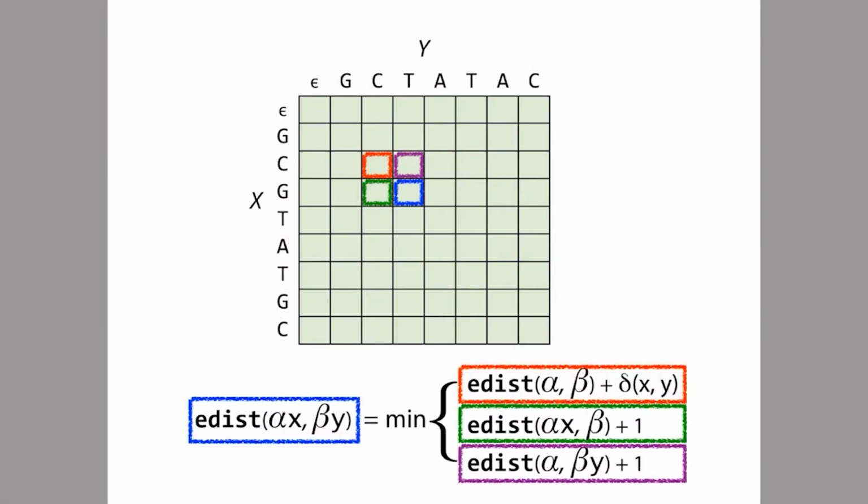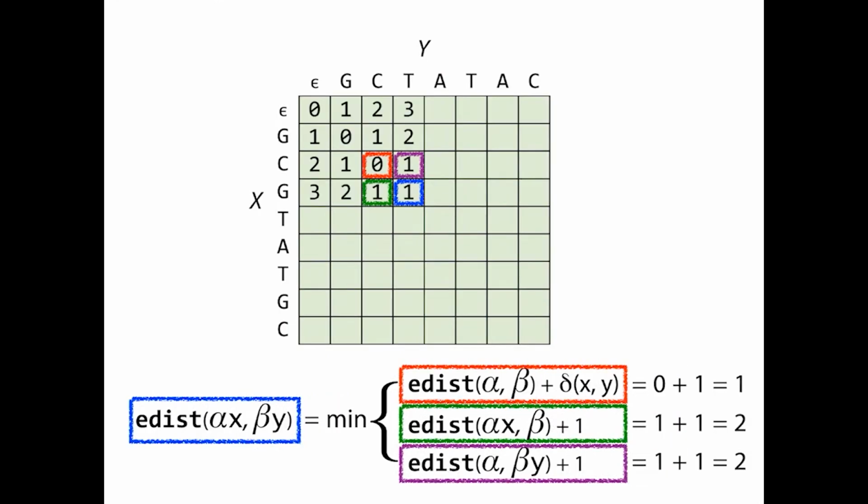So say that the matrix has already been partly filled in with edit distance for all possible prefixes shorter than the ones that correspond to our blue element of the matrix here. In other words, we've already filled in all these elements like this, and now we'd like to calculate the value of the blue element right here.